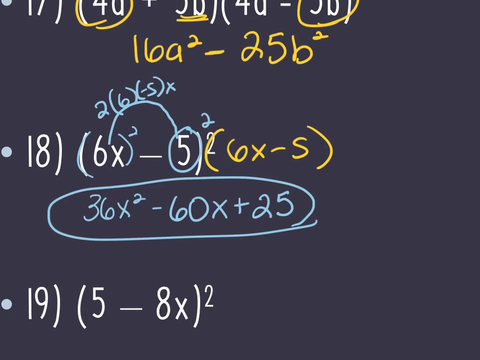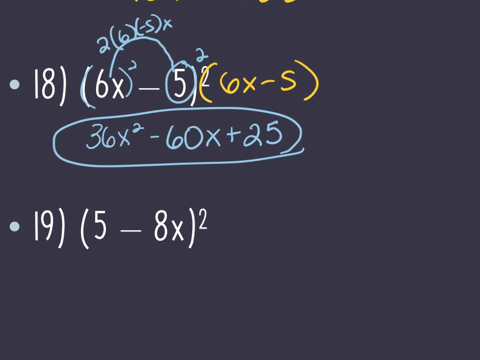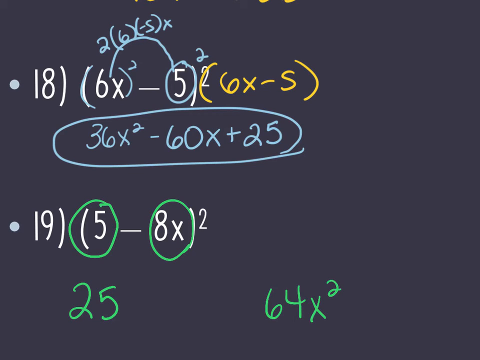Square the first, that's the first. Square the last, that's the last. Double the product, making sure I keep the sign, and that's the middle. Same thing for 19. Square the first, it's the first. Square the last, it's the last. Double the product. The product here is negative 40x. Double that, and I get negative 80x.